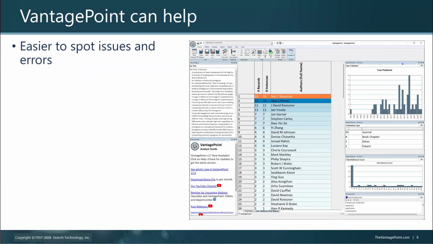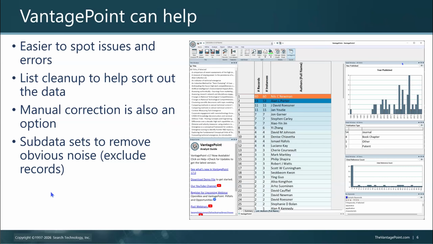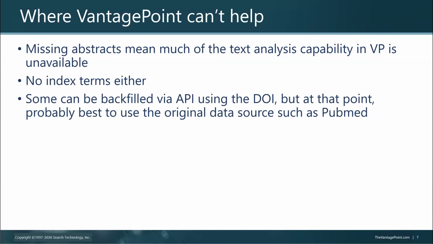So VantagePoint can help. It makes it easier to spot the issues and errors. List cleanup helps sort out some of the data. Manual correction is also an option, and so are sub-data sets to remove noise. So there are ways to deal with some of the issues to make it an effective tool for analysis. It can't really help with the missing abstracts, because the text capability of VantagePoint is simply unavailable; the data aren't there. Same thing with the index terms. You can do some backfilling with DOI, but at that point, it's probably easier just to go back to the original data source. For instance, for all the stuff from PubMed, you get a much richer set if you just pull it out of PubMed.